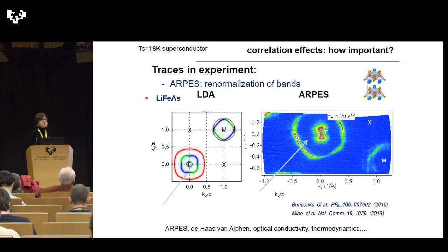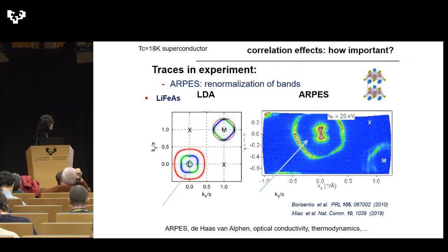But let me show first where in the experiments we see traces of this correlation, especially in the iron-based superconductors. Of course, correlation is renormalizing the bands, since the bandwidths get reduced, as our electrons, due to the strong Coulomb repulsion, are more localized. Therefore, in ARPES experiments, you do see this. Here I'm showing for lithium iron arsenide the Fermi surface, which basically consists of hole pockets at the gamma point and electron pockets at the M point.